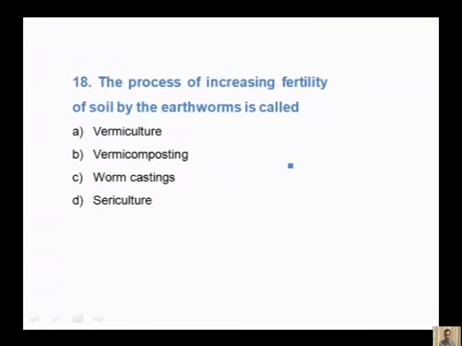The process of increasing fertility of soil by earthworm is called. The process of increasing soil fertility by increasing the nitrogen level in the soil is a process called vermicomposting.